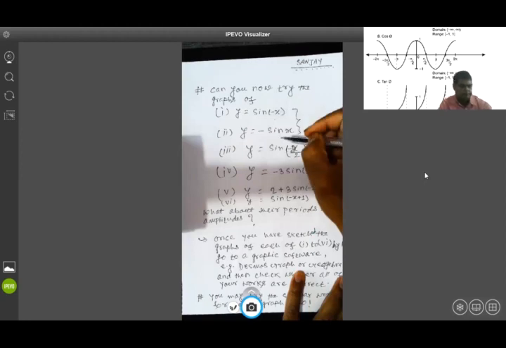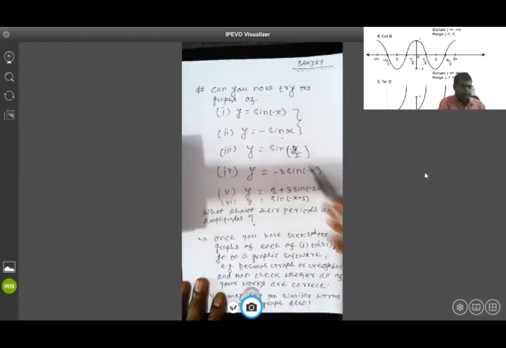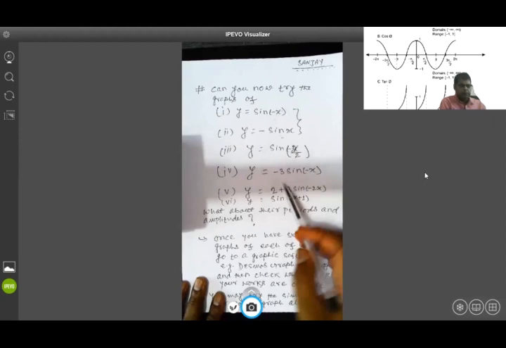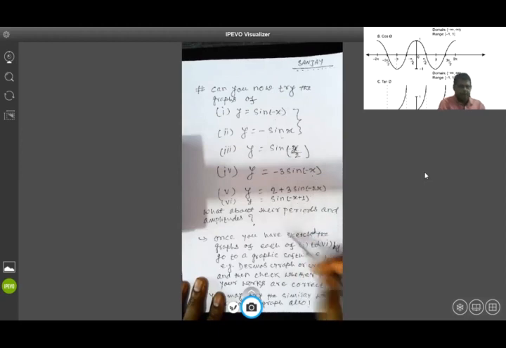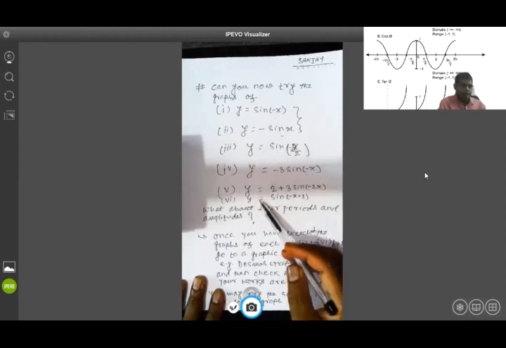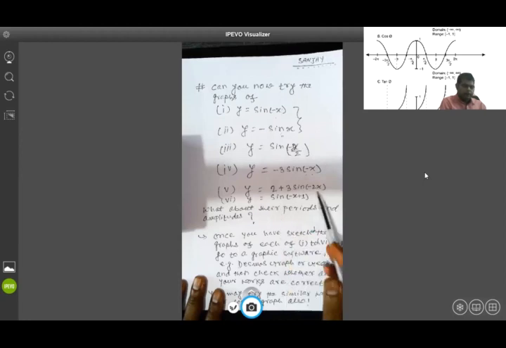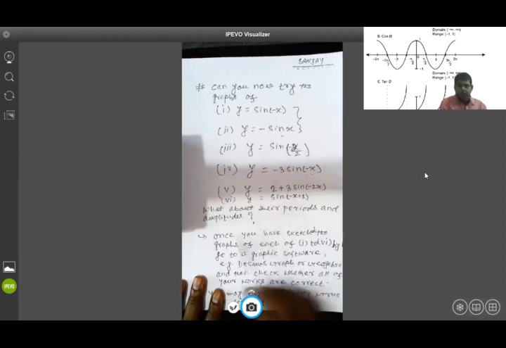The similar work you can do over here, and here you can put minus 3 and sine minus x. The important thing is that first you draw a reference graph of sine x, and then you draw this graph by considering the rule of transformation, and then see how the graph appears and what you can get from your sketch. Similar work you can do for this and this. And then what about their periods and amplitude also you have to see in each case.